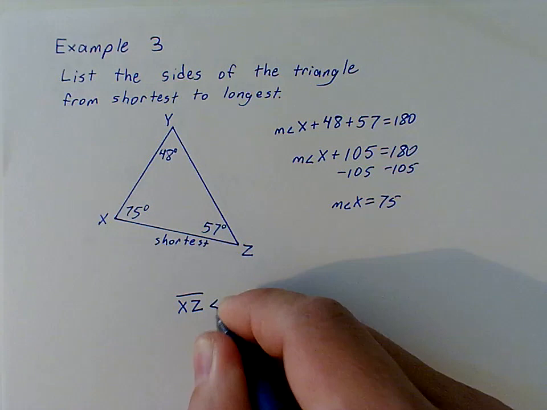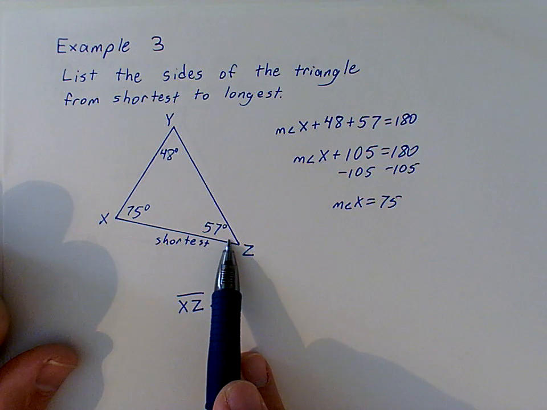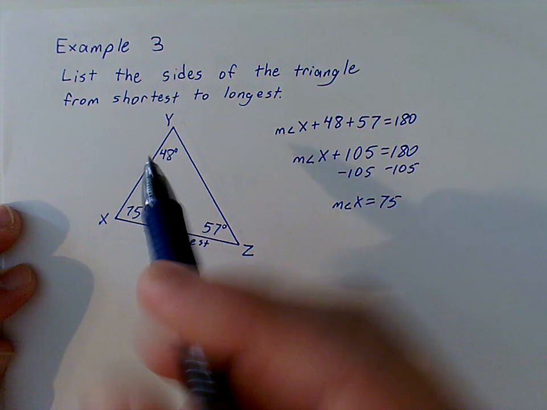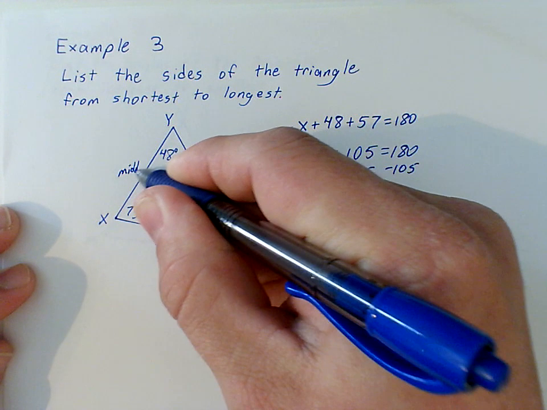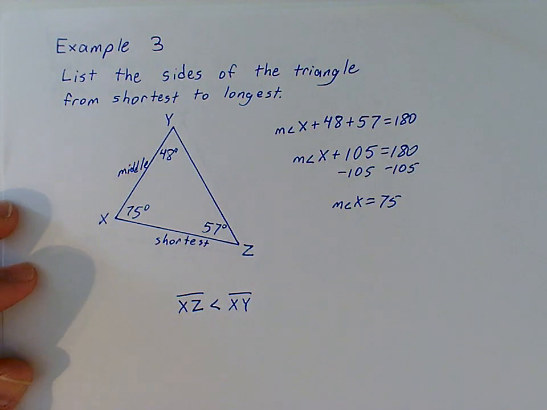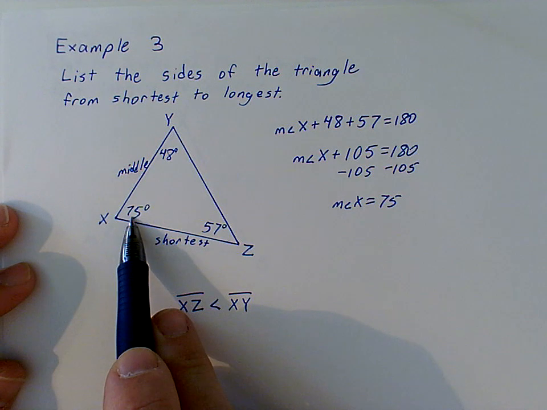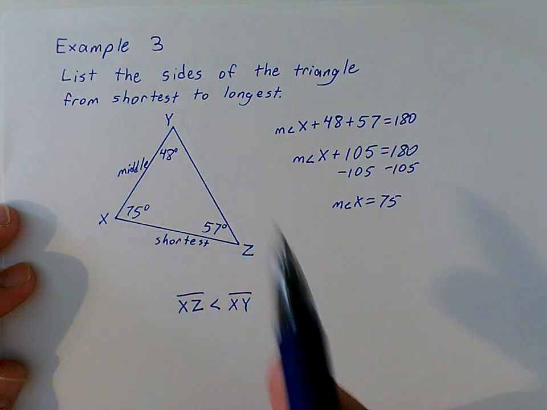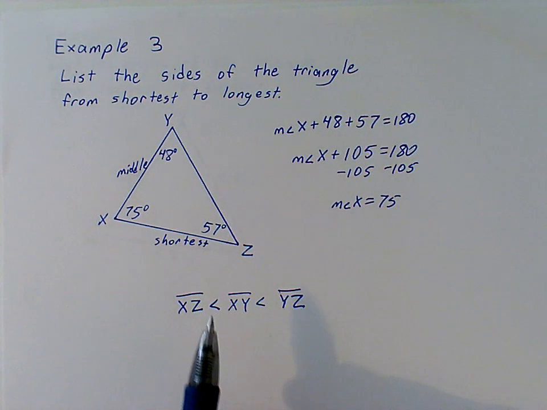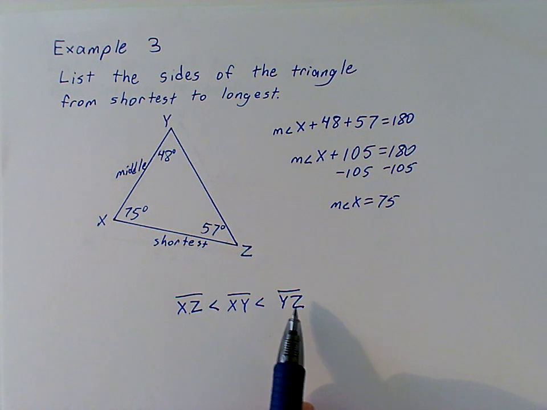It is going to be less than, go to my next biggest, angle Z, 57 degrees. Since that's my middle angle, this is going to be my middle length side, XY. Now my longest segment is going to be across from my largest angle. So just go to the 75 degrees, the largest angle, across from it, segment YZ will be my longest side. So this is my shortest, which is less than this one, which is less than my largest.